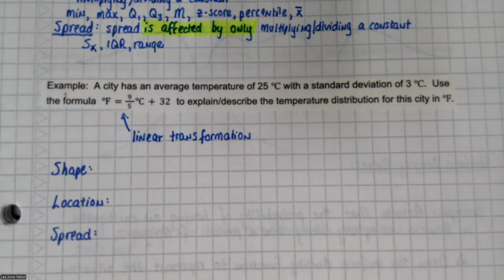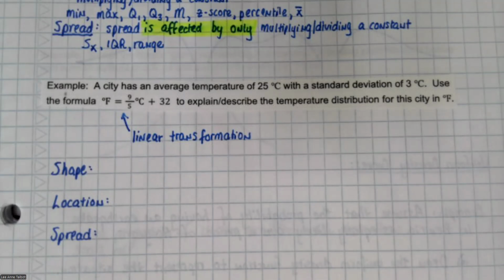Can anyone think back to their math 1 and tell me why this is a linear transformation? First of all, do you know what the word transformation means? Like changing it. Okay, yes. Why is it linear? Perfect. It's y equals mx plus b. It's just got fancy stuff in there.